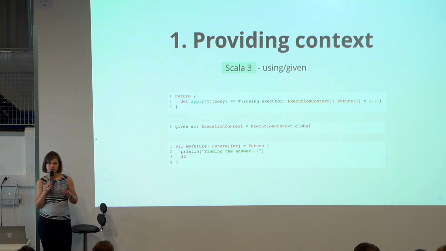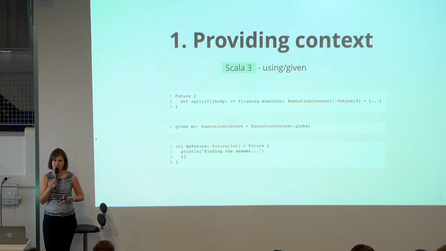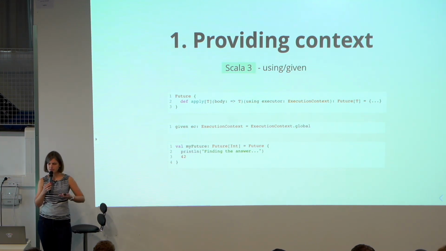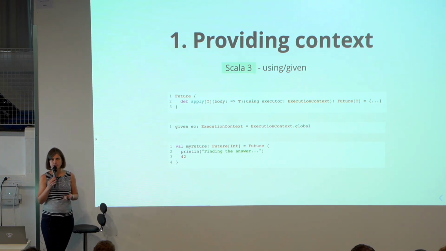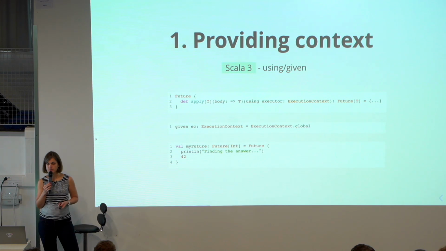So instead of one implicit keyword, you get two new keywords. It's a pair, using and given. So where you define, you say that this method is going to use some context, in this case an executor, and where you provide, you are giving it. So this is the most important and something that you will use the most in Scala 3 when working with contextual abstractions. So that's something to remember.